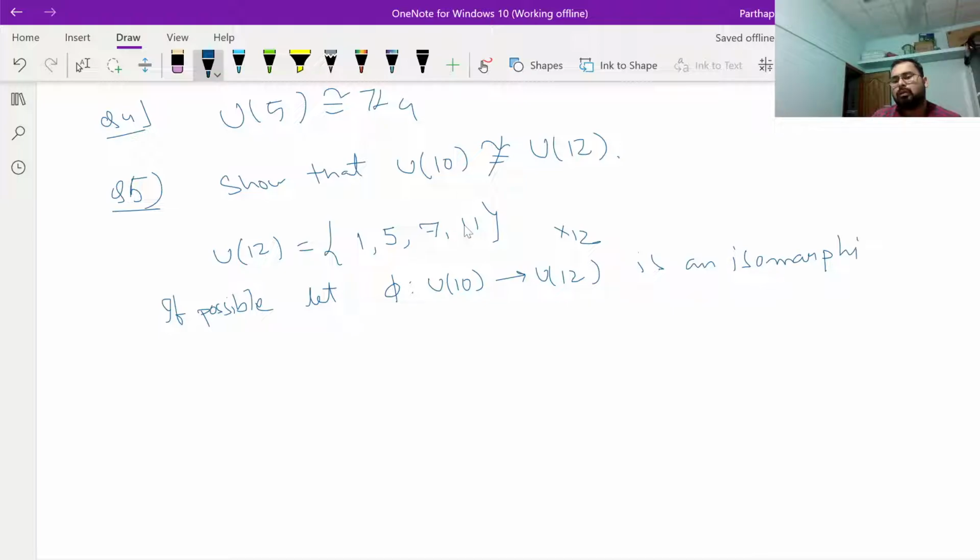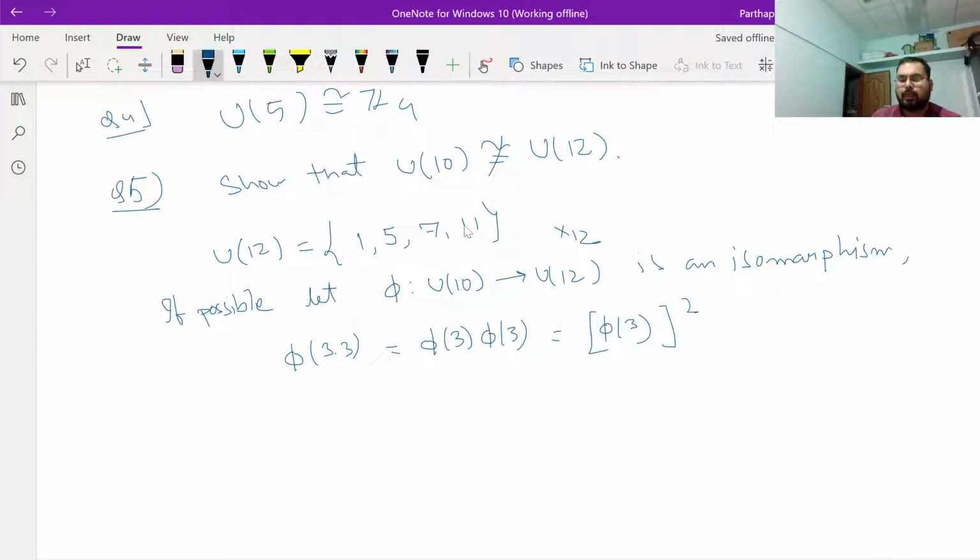Okay. So what we have considered? We have considered, if possible, phi from U10 to U12 is an isomorphism. Then what is phi of 3 into 3? Now 3 is an element of U10. So phi of 3 into 3 means, by the property of homomorphism, phi of 3 into phi of 3. So that is equal to phi of 3 whole square.